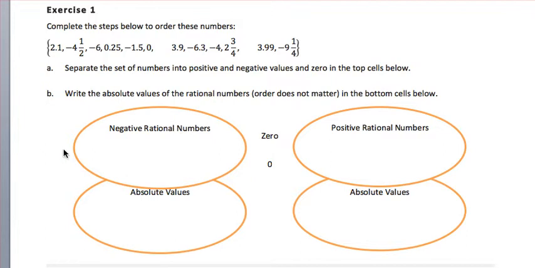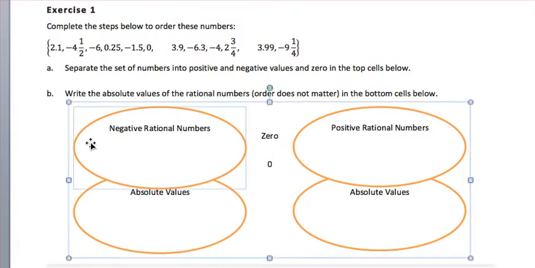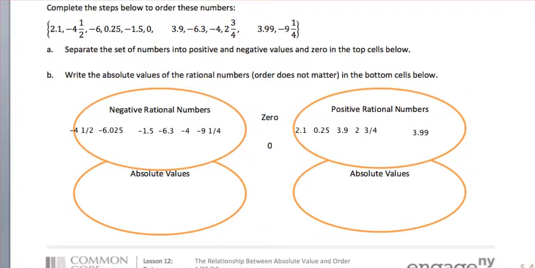So the negative rational numbers that we have are -4 1/2, -6 25 thousandths, -1 5 tenths, -6 3 tenths, -4, and -9 1/4. There is a 0 in the list. It goes in the middle. And the positive rational numbers were 2 1/10, 25 hundredths, 3 9 tenths, 2 3/4, and 3 99 100ths.